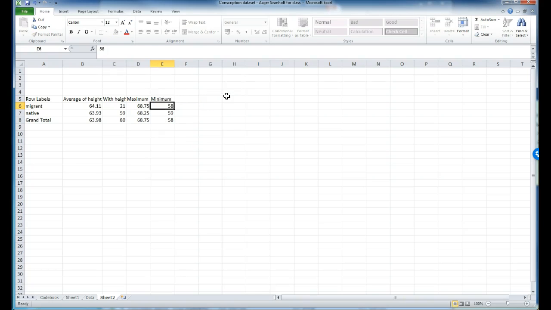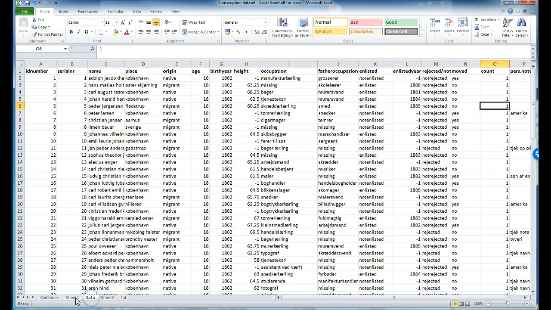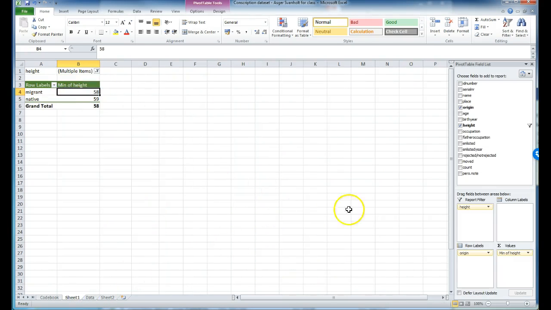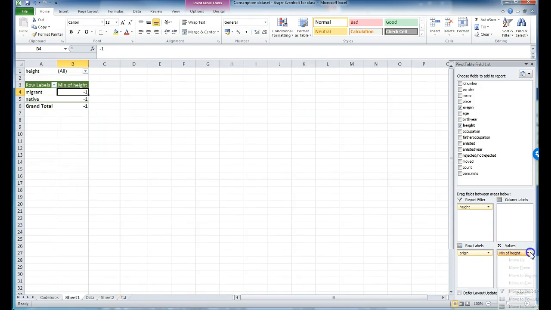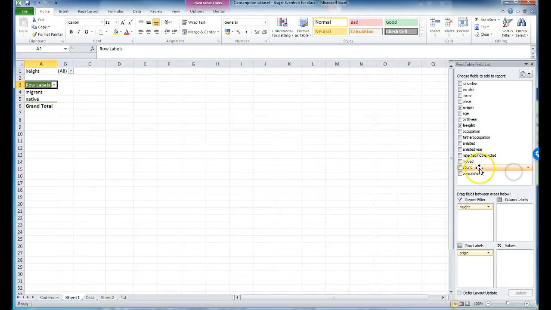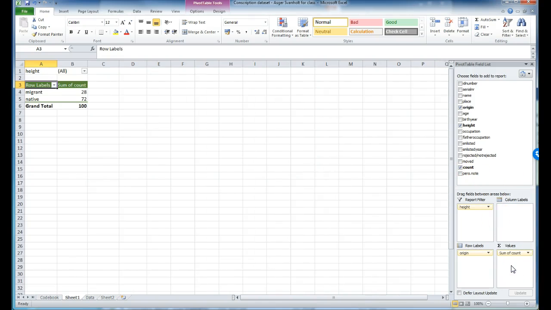Minimum. And this is what we have. And then we could have a further look and then say, okay, what happens? So now we're only using our 80 cases. So just let's bring everyone in. But then we don't want to be computing heights, but we want to actually see how many people we have. And this is the total number.